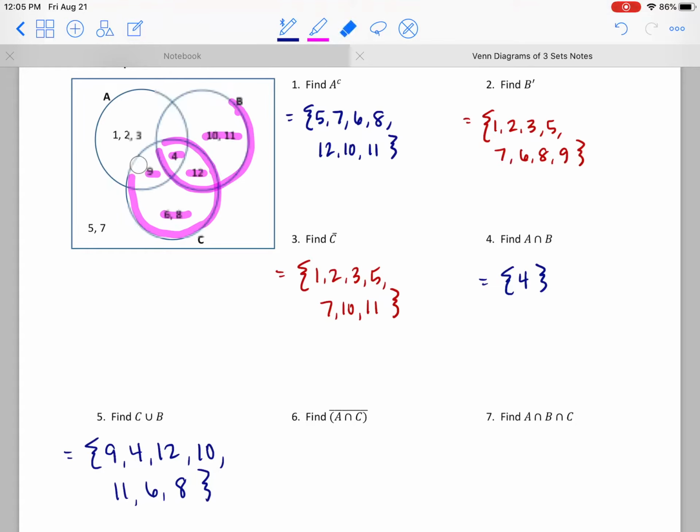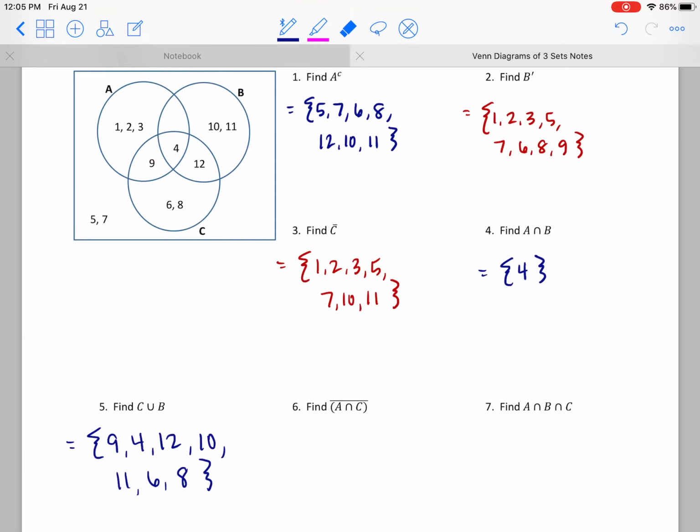Now we have to be careful looking forward here, because the next one, and then some down below, might be asking us to do multiple things. Follow order of operations, which said start inside of the parentheses. So number 6 asks us to do two things. It says to find an intersection and a complement. Since the intersection is in the parentheses, that's what we have to look at first. So we want to find the intersection first, and then we'll deal with the complement.